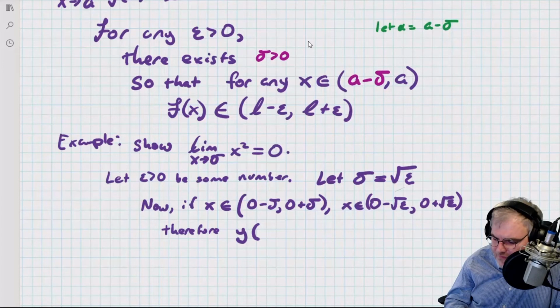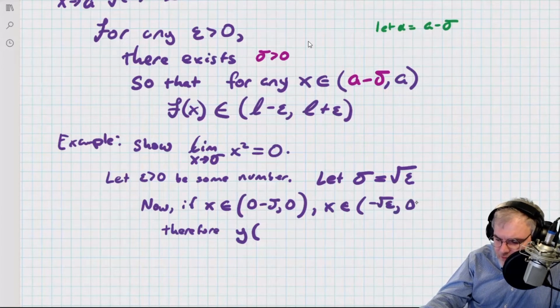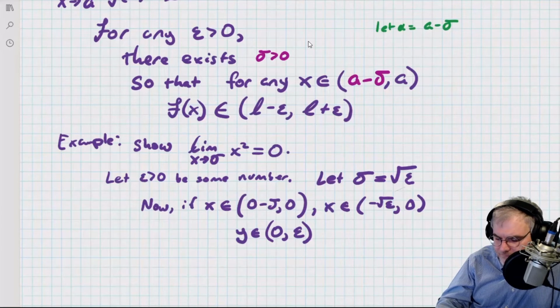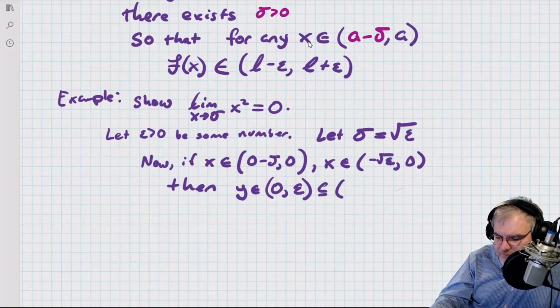I'm sorry, I want to do limit from the left. That's my bad. Now, if x is in this, right here, that means that x is in negative square root of epsilon, 0. And therefore, y is in 0, comma, epsilon, which is the square root of epsilon squared. Which is a subset, if I want to say it, of 0 minus epsilon, 0 plus epsilon.